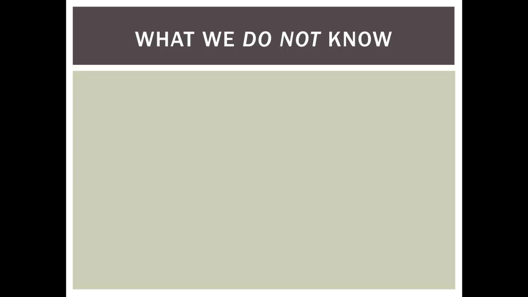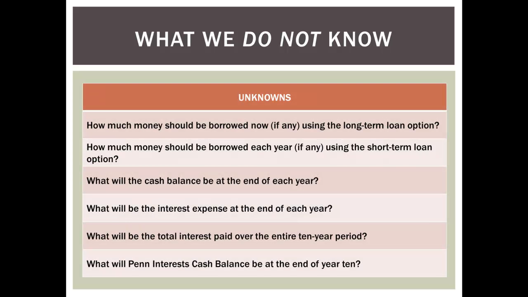Now here's what we do not know. Number 1, how much money should be borrowed now, if any, using the long-term loan option? Number 2, how much money should be borrowed each year, if any, using the short-term loan option? Again, if we take the long-term loan option, that borrowing will be done now, only at one time. If we use any of the short-term options, we can use those any year we want or any year we don't want. It could be either or both.